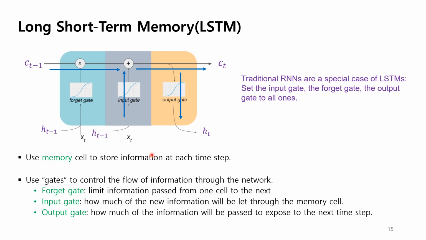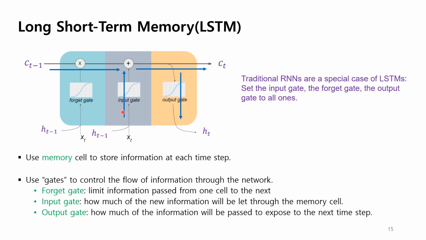But actually in LSTM, we have some other differences, some other catches here. LSTM has three gates. They're called the forget gate, the input gate, and the output gate. These gates control the flow of information in each step here. So I'm going to explain that here.